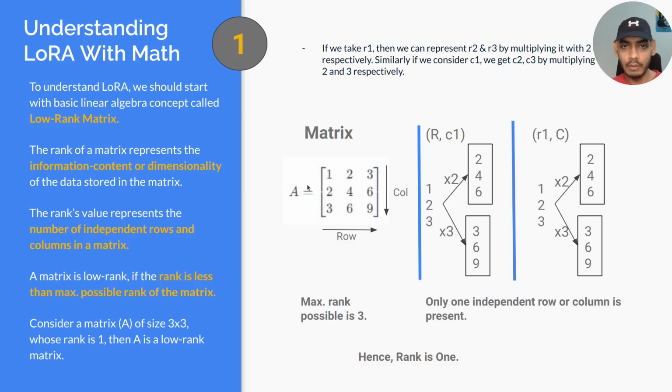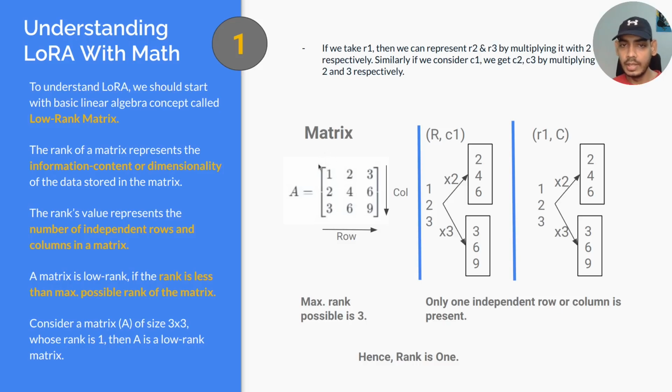So you have a matrix here, A. 1, 2, 3 is the first column, 2, 4, 6 is the second column, and 3, 6, 9 is the third column. And if you are reading it row wise, the first row is 1, 2, 3, then you have the second row 2, 4, 6, and the third row 3, 6, 9.